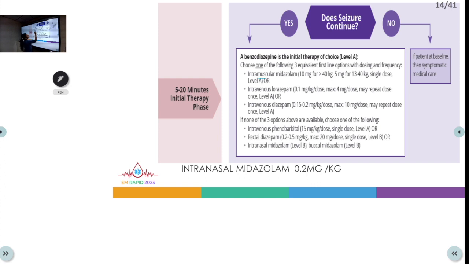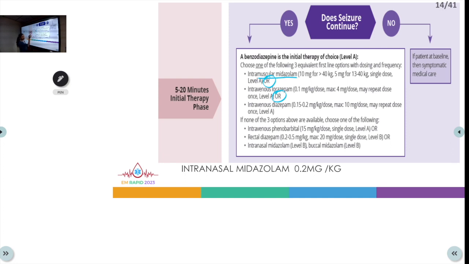IM midazolam can be given: 10 mg if more than 40 kg, or 5 mg for 13 to 40 kg. Or IV lorazepam can be given, 0.1 mg per kg per dose to a maximum of 4 mg, and IV diazepam can also be given. Any one of all three should be used. If you are using IV diazepam, we need to give 0.15 to 0.2 mg per kg per dose to a maximum of 10 mg per dose, and the doses may be repeated.